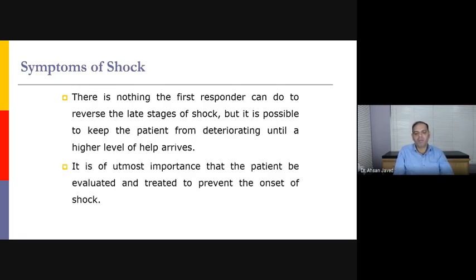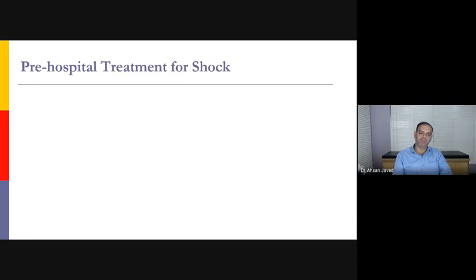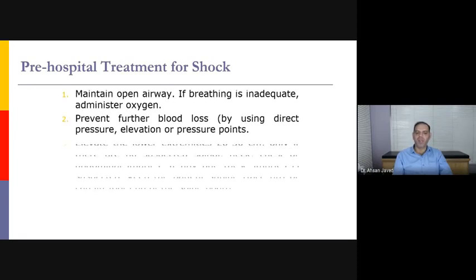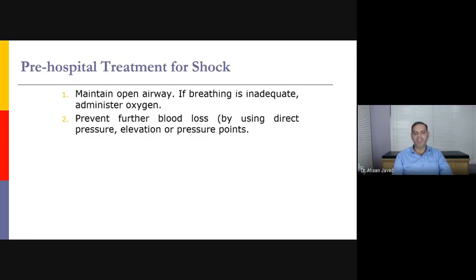It is most important that the patient should be evaluated and treated to prevent the onset of shock. So vital signs have a major role in the assessment of such patients. Pre-hospital treatment for shock is to maintain an open airway. If the breathing is inadequate, administer oxygen, because the person is breathing, but the breathing is shallow or it may be rapid. If oxygen is available, you have to administer the oxygen.